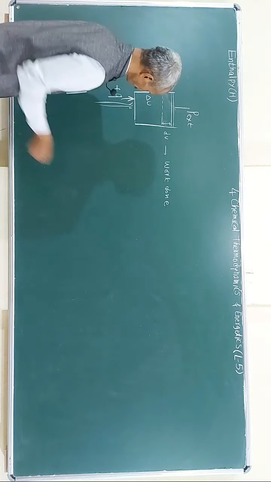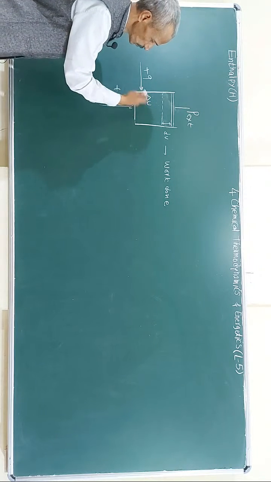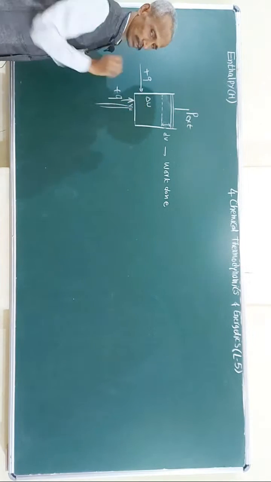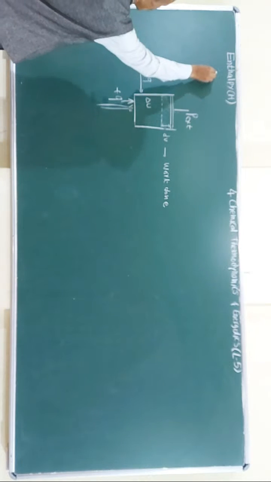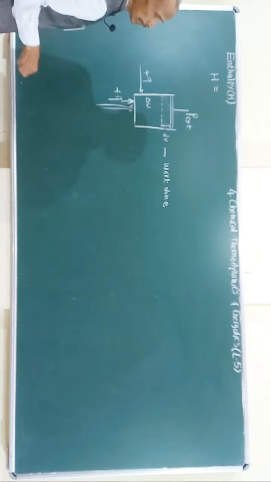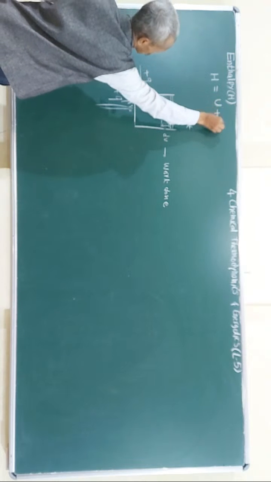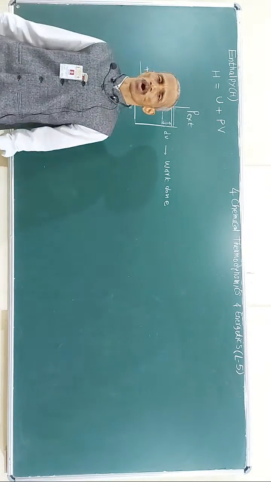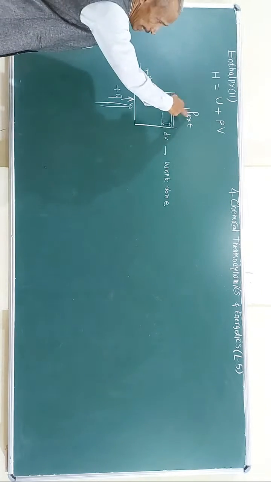So when heat is absorbed by the system, it is utilized to do work as well as to increase the internal energy. Therefore, H can be defined as the internal energy plus pressure-volume work. What is pressure-volume work? That is the work done because of compression or expansion of the gas against external pressure.